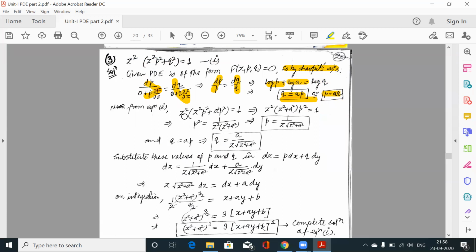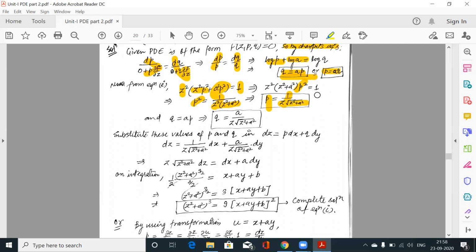Substituting this q is equal to ap in the given equation, z square p square plus q square, where q is ap, so a square p square is equal to 1. Now calculating p square from here, p square is 1 by z square into z square plus a square. Taking the square root, p is equal to 1 by z square root of z square plus a square. So this is the p value in terms of z and a constant. Now what is q? q is ap, so q is equal to a into p.